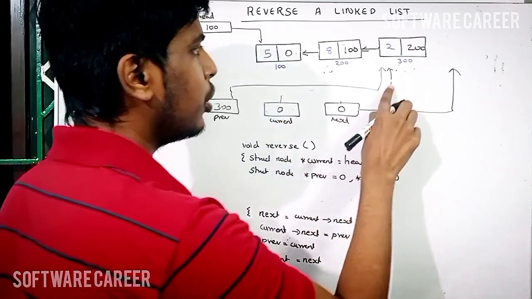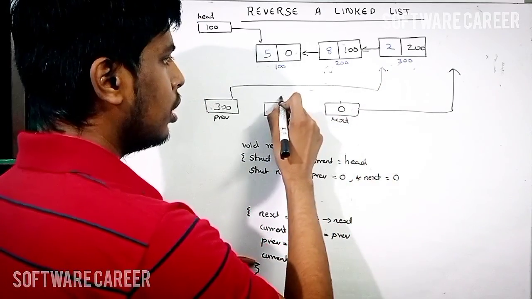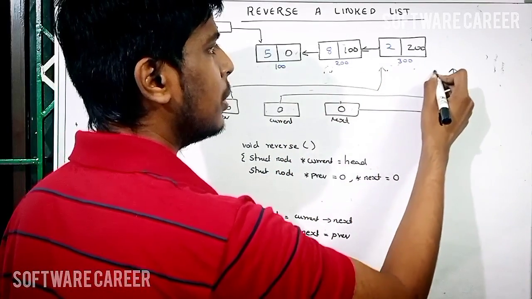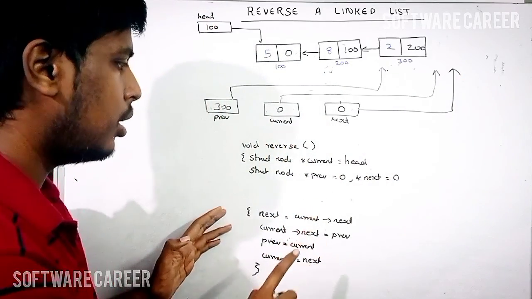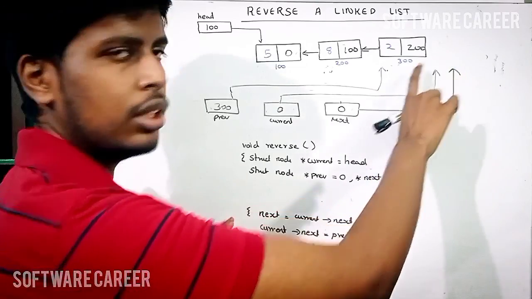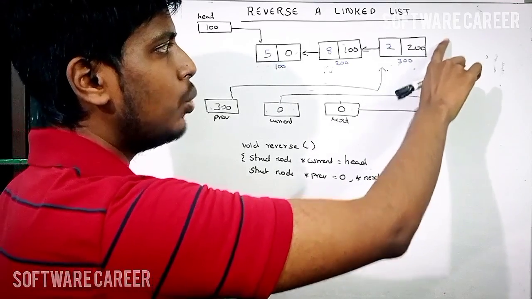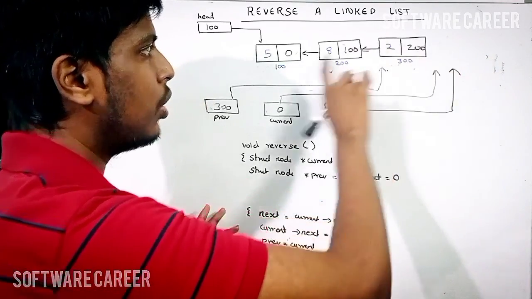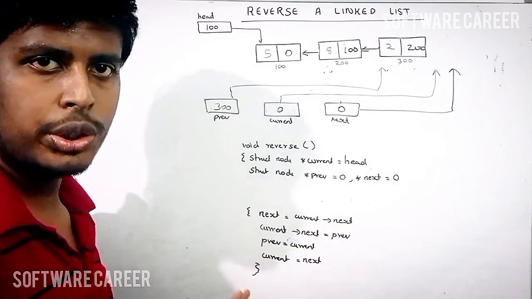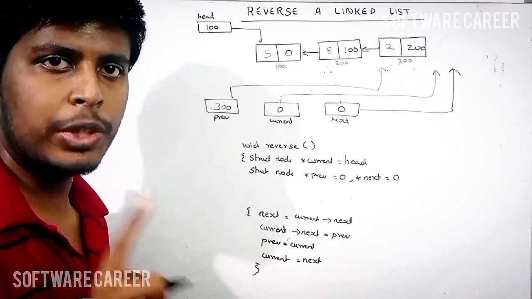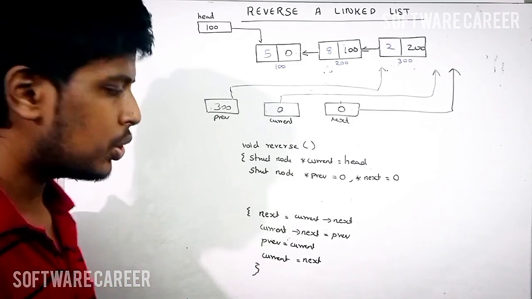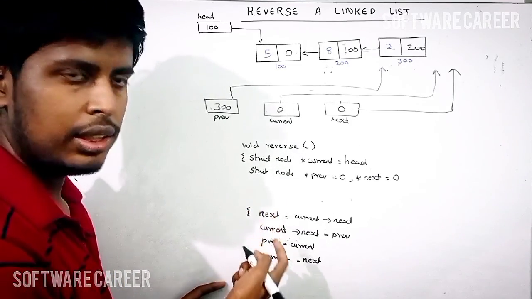So this current pointer points to the next node, but there is no node after this, so it has stopped. Now see, after this you can't reverse. There is no node, so you can't reverse the arrow. All the arrows are reversed, so you should stop repeating this step. So you need a loop condition, that means a terminating condition. That terminating condition I am writing here.